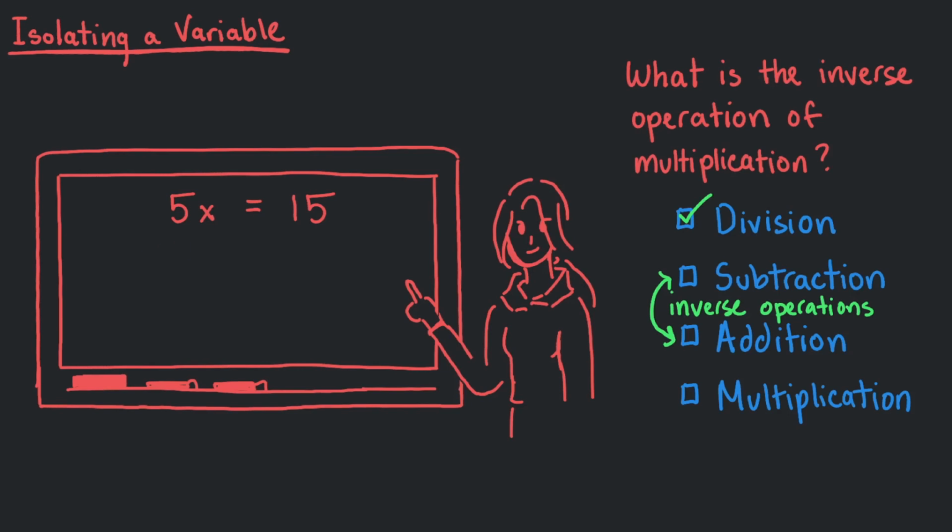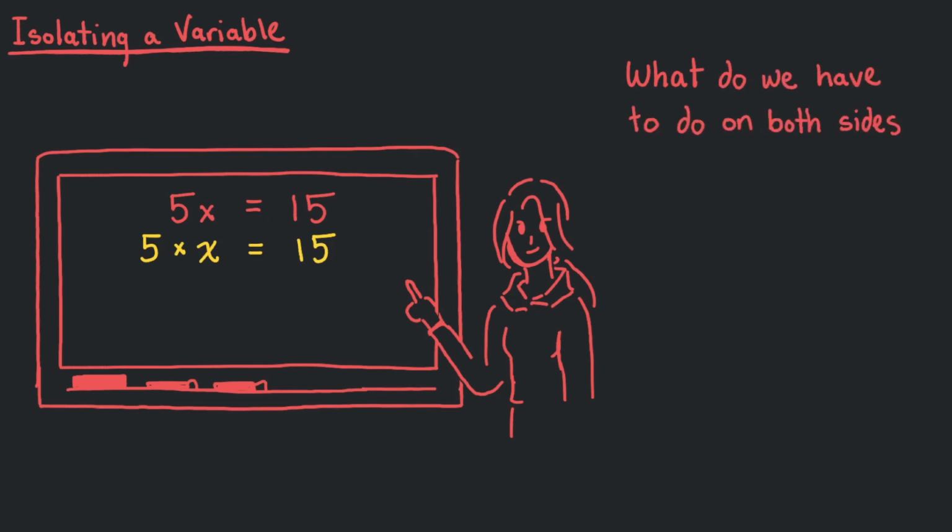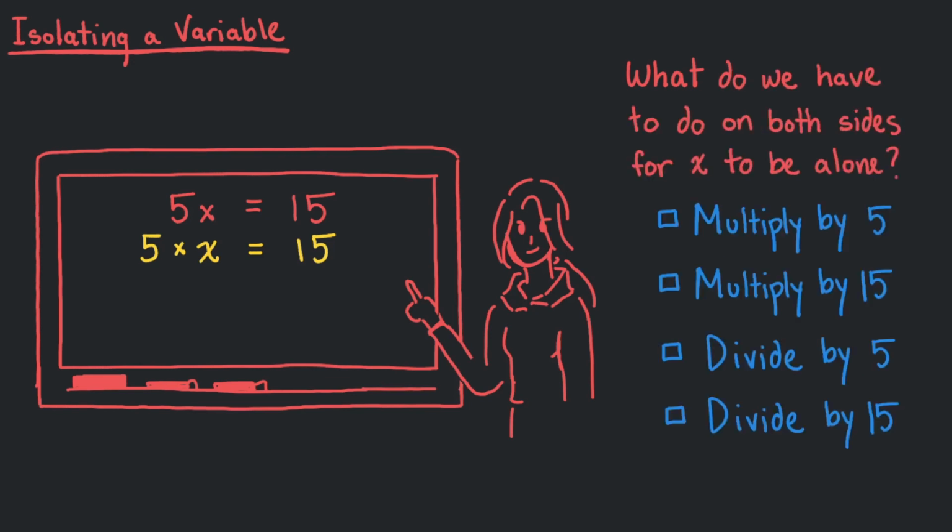5x means 5 times x. In this equation, what do we have to do on both sides for x to be alone? Exactly. We need to divide 5 on both sides to isolate x and keep the value of x the same. 5x divided by 5 is 1x. Any number times 1 is itself, so 1 times x is just x. On the right side of the equation, 15 divided by 5 is 3, so x equals 3.